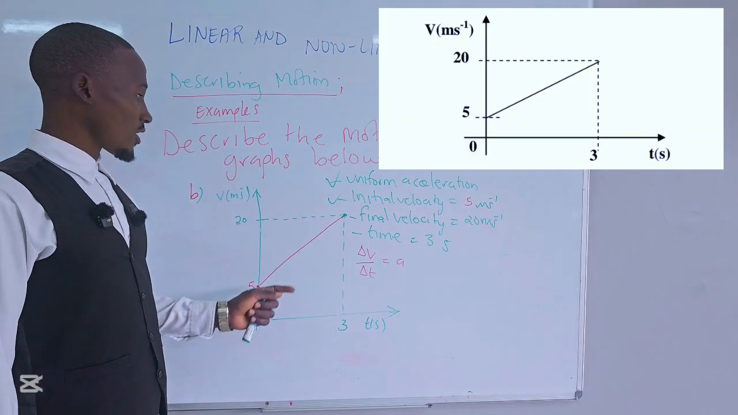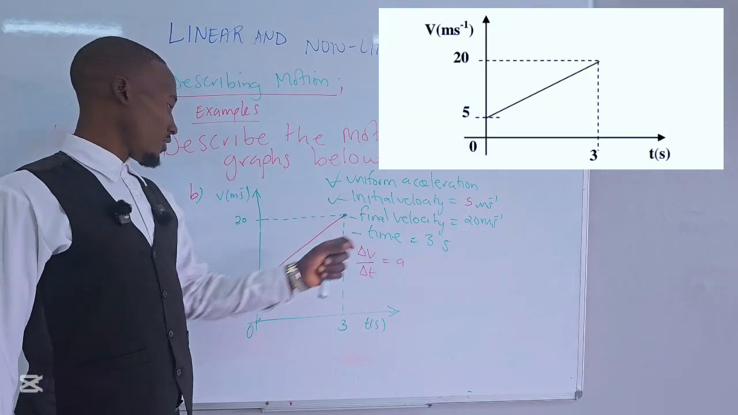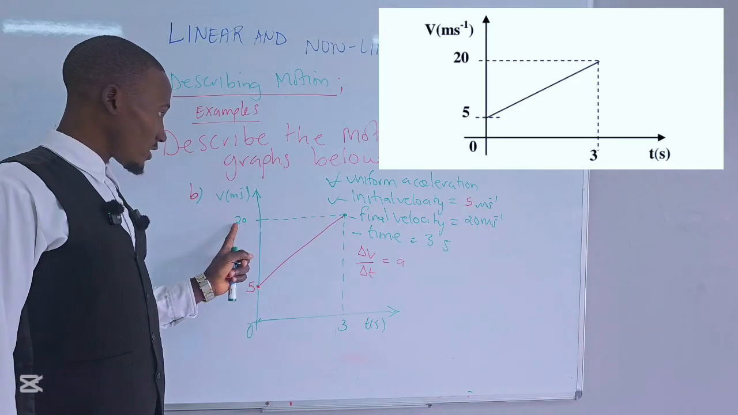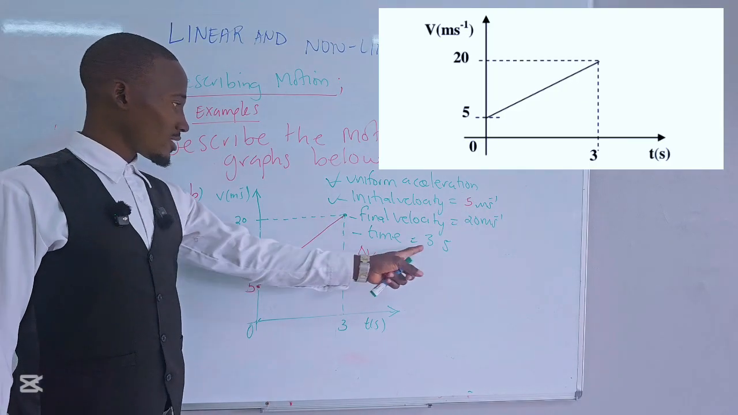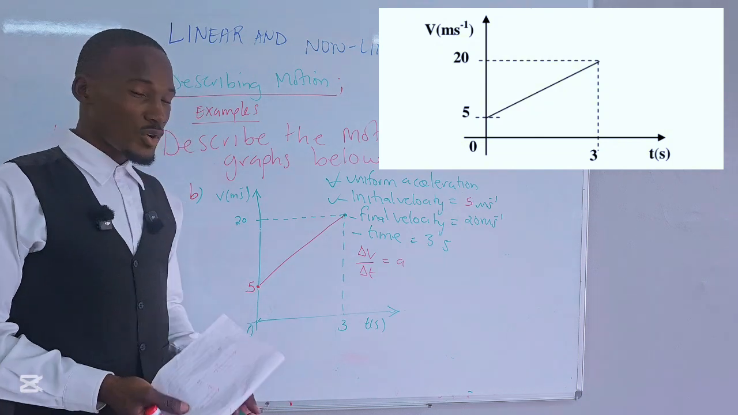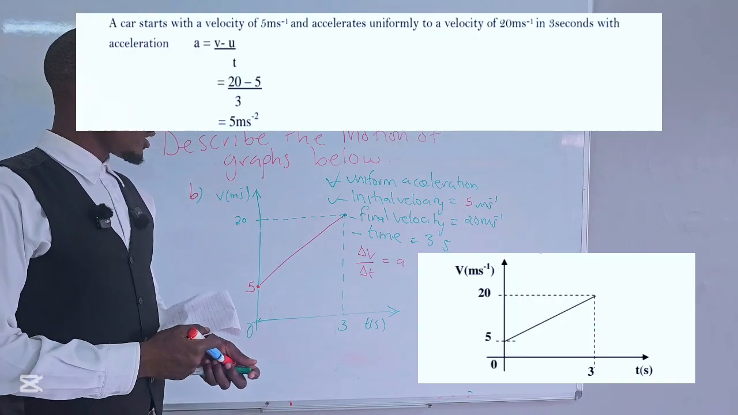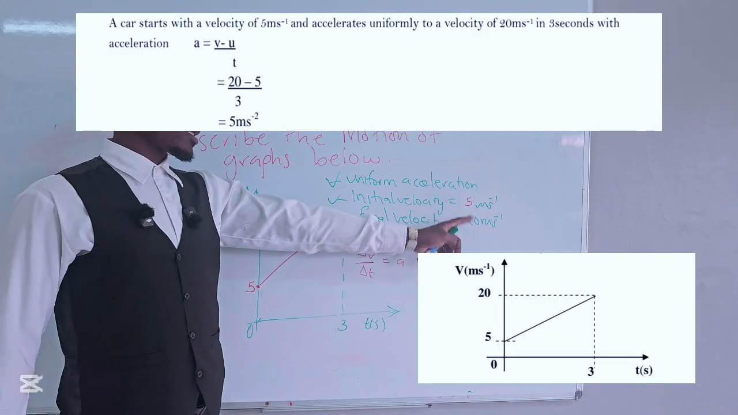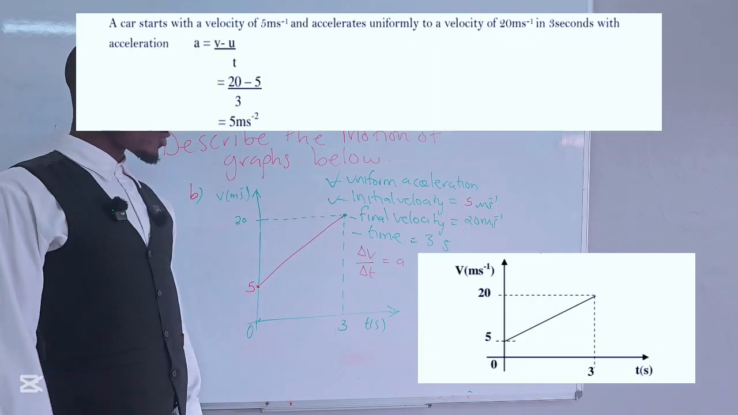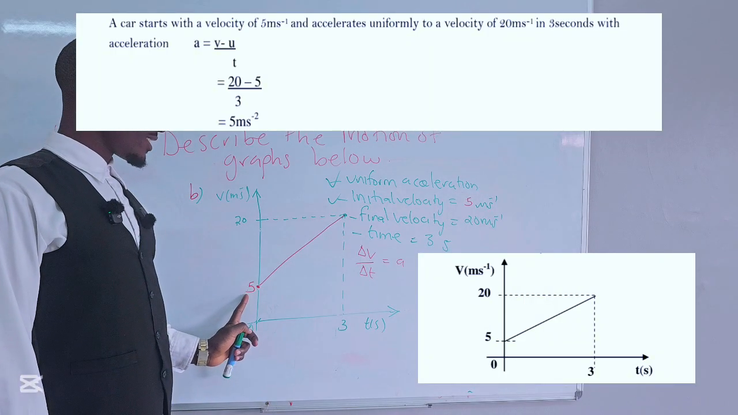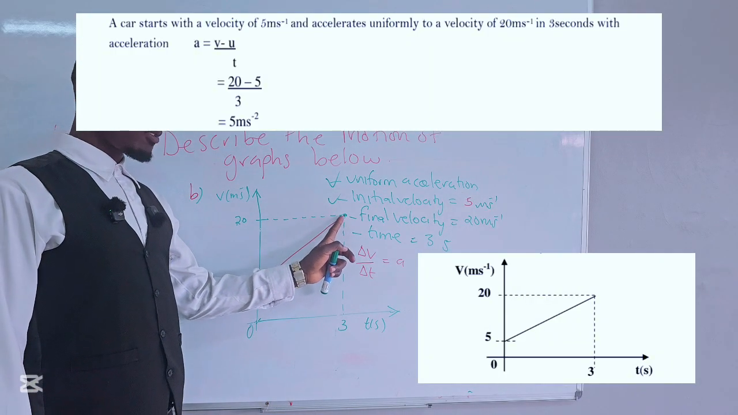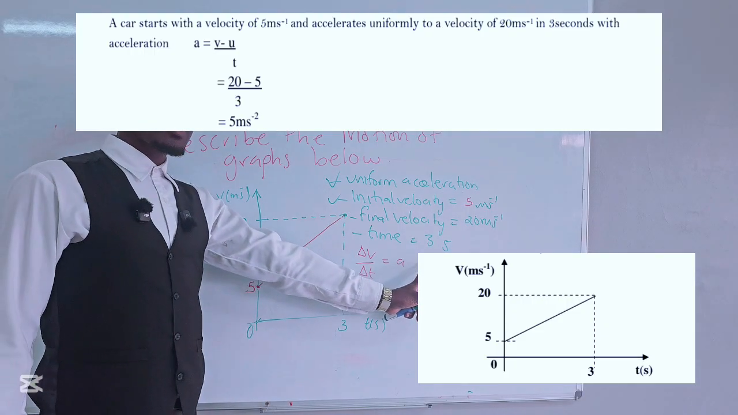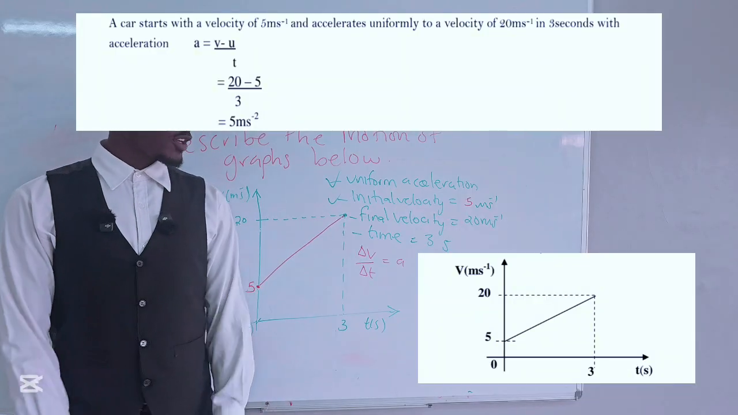Now, after knowing that our initial velocity is a 5, our final velocity, where the motion stops, is a 20, and our time interval is 3 seconds. So when we are explaining the motion, we say this body starts with a velocity of 5 meters per second. It then accelerates uniformly to attain a velocity of 20 meters per second in 3 seconds. Boom, and you're done explaining.